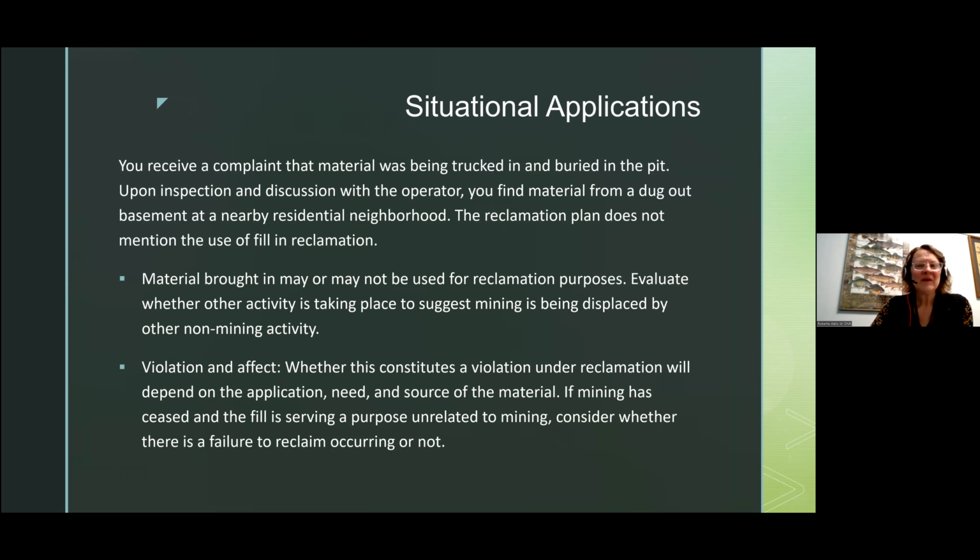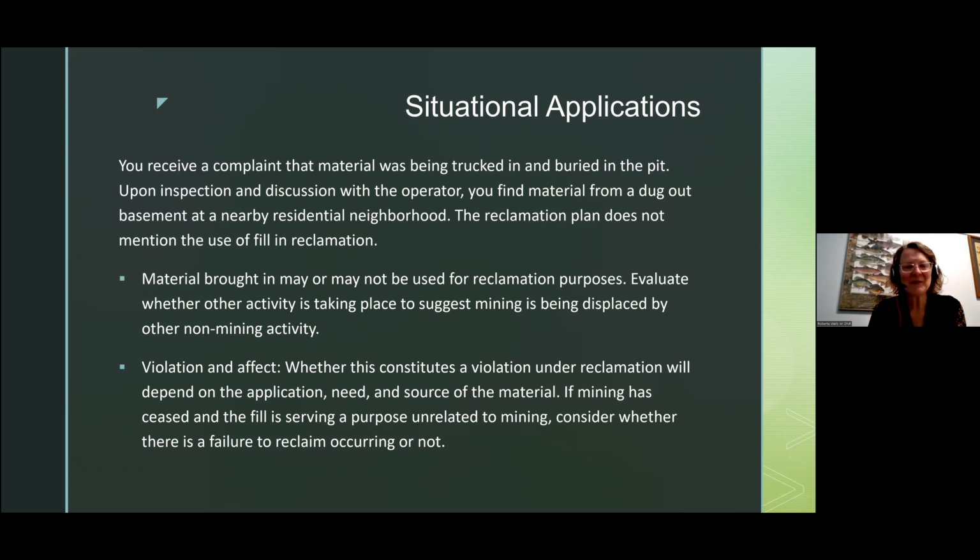Likewise, if you get that complaint about material being brought in and buried in the pit, and you get out there and inspect the site and talk with the operator and find out this is material that's being brought in from a dugout basement in a nearby residential neighborhood, and you don't necessarily see that the reclamation plan addresses the use of fill material being brought in off site, you're going to need to determine whether or not the reclamation plan is broad enough to consider that fill.